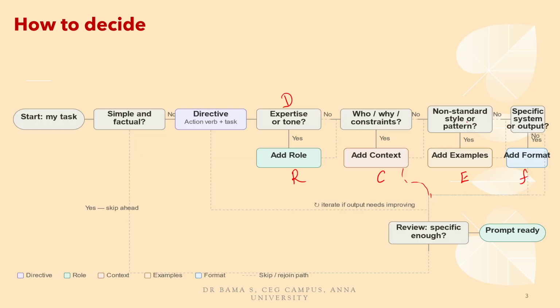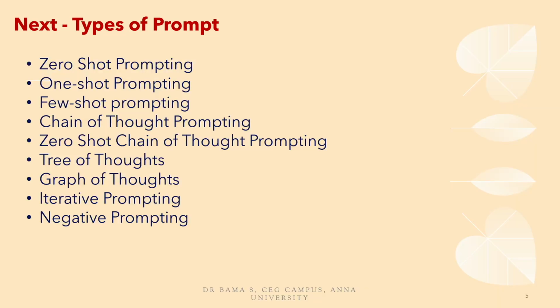So far we have seen different components. Now, we will go into this portion of it, which is the standard pattern. What are the standard patterns, or how to add the examples in this aspect of it? We are going into the details of it. There are a number of types of prompts that are mentioned here. The first is 0 shot prompting, 1 shot prompting, few shot, chain of thought, 0 shot chain of thought, tree of thoughts, graph of thought, iterative and negative prompting.